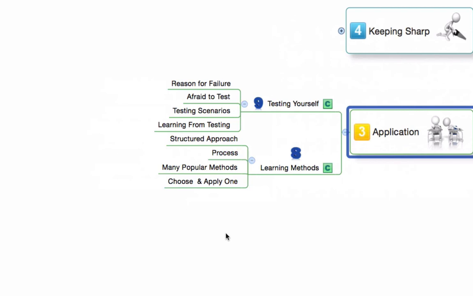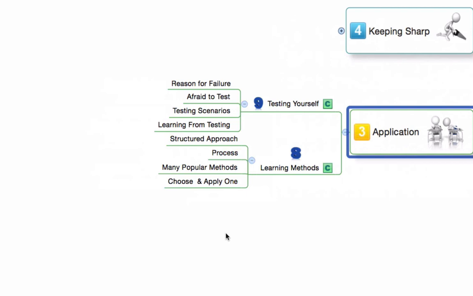You need to put some tests in place. You need to test yourself. Not testing yourself can be the biggest reason for failure. We are afraid to test ourselves largely because of the way we were taught during our schooling, because you either passed or failed. But you must not see it like that. You must see it as test and learn.